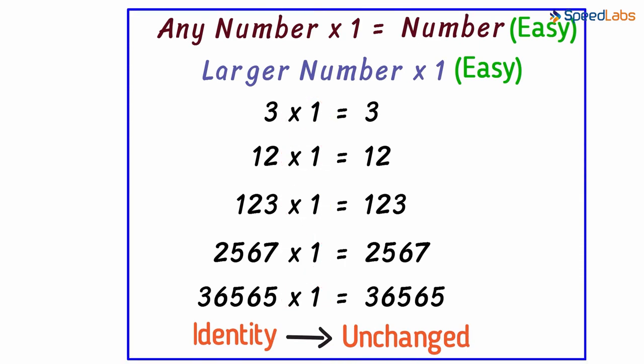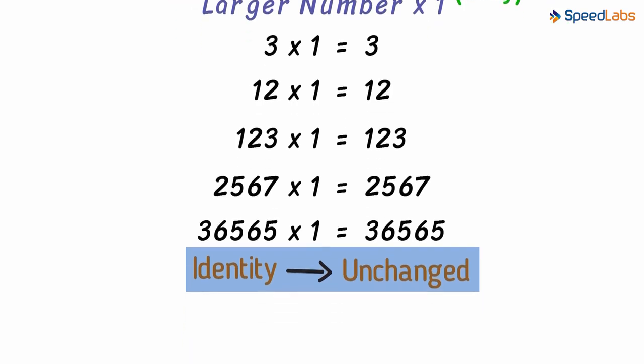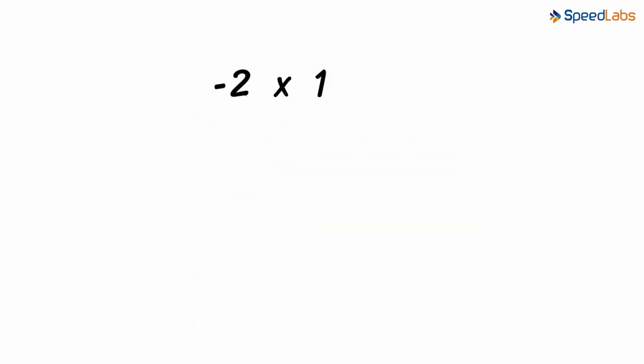With this understanding, let's also check the identity of integers when they are multiplied with 1. Yes, we will see if the identity of the integers remains unchanged or not. Let's consider the multiplication of this integer with 1. So, can you find the product of -2 and 1? Pause the video and find out the answer.